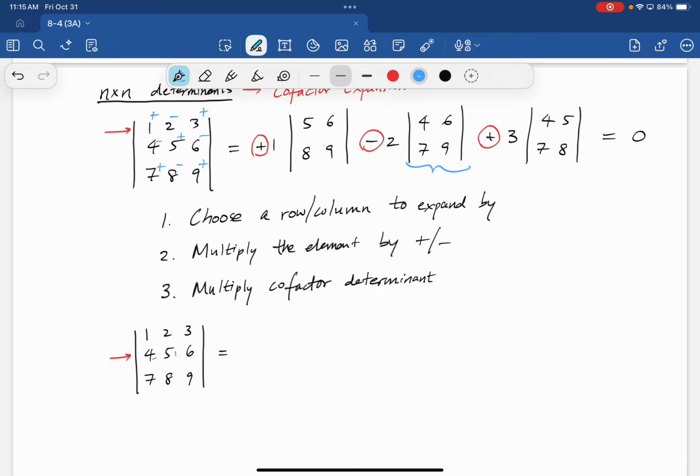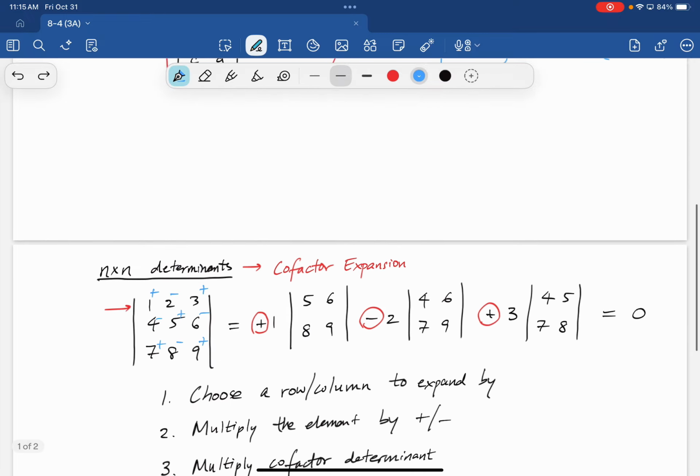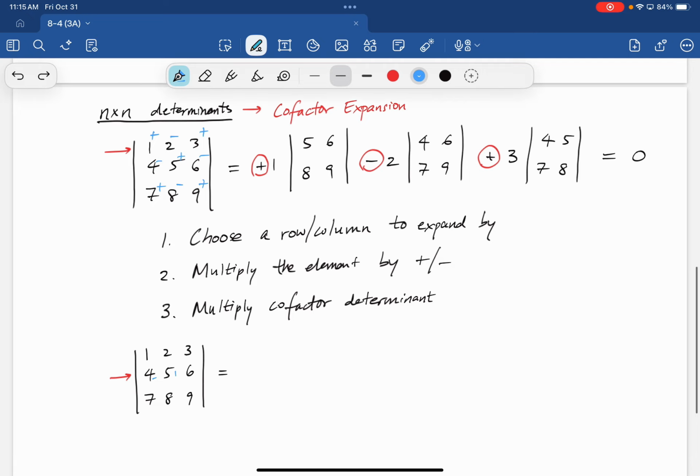How do you calculate the determinant? We just learned that. AD minus BC. AD minus BC? All right, so that would be 36 minus 42 here.